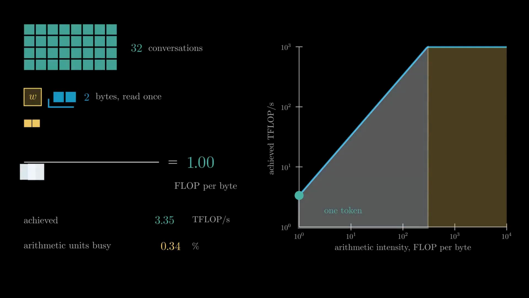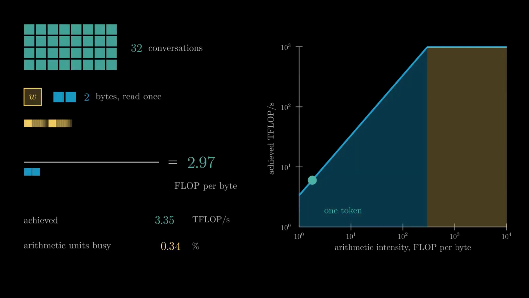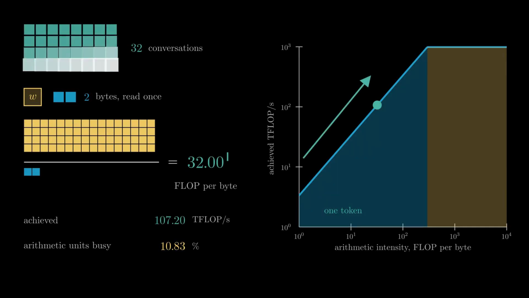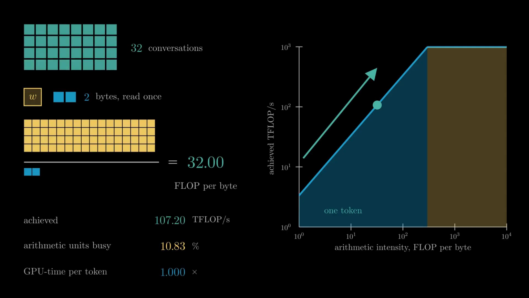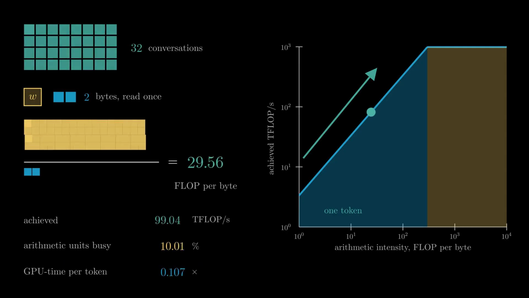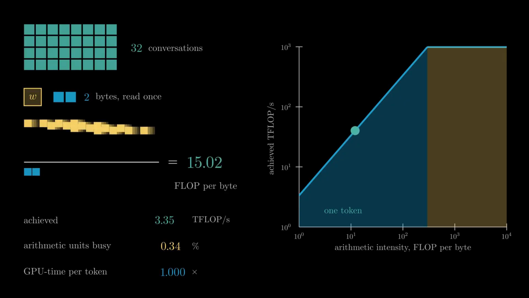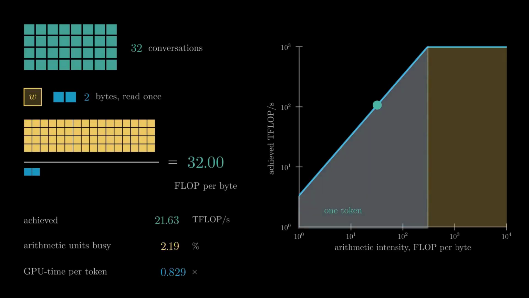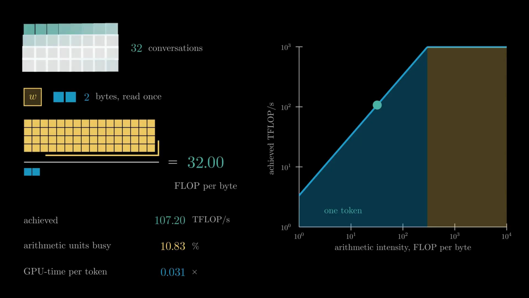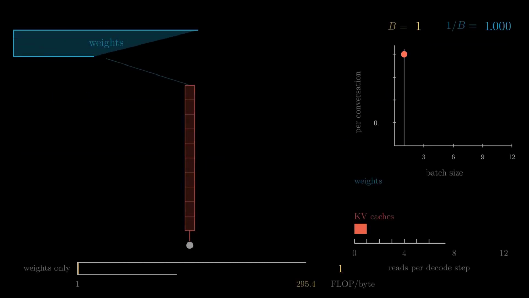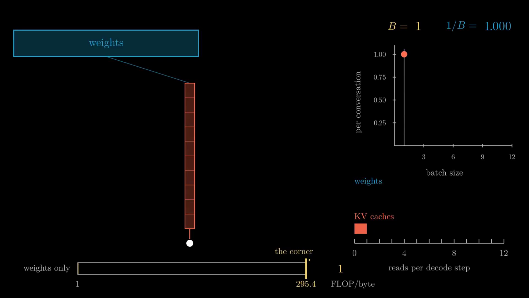The bytes you read stay exactly the same, because they are the same weights either way, while the arithmetic multiplies by the batch size, so your intensity climbs from 1 operation per byte to 32, and the chip's utilization climbs with it. And that is why a token gets cheaper when a model becomes popular, and why almost every serving system in the world is quietly waiting a few milliseconds before it answers you, just to see who else turns up. But batching does not carry you all the way to that corner.